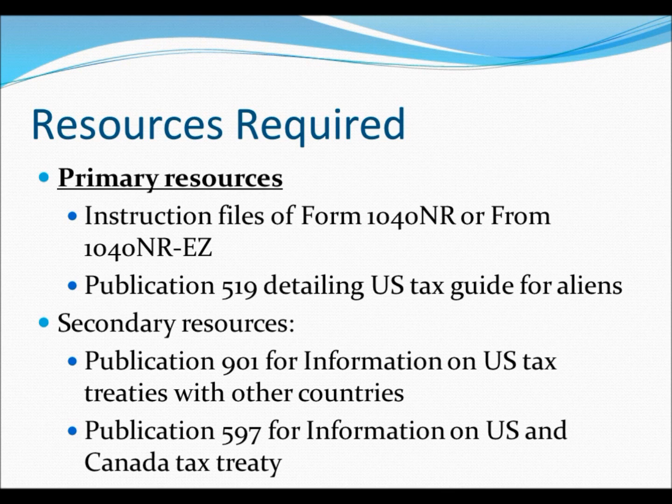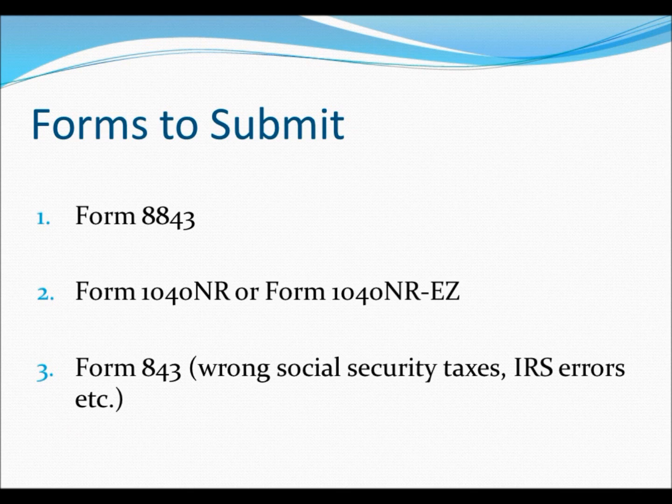The other resource is Publication 519, which details the US tax guide for aliens. This includes residents and non-residents. And secondary resources which may be applicable to you include Publication 901. This contains information on US tax treaties with other countries, maybe your country. And for some of us, Publication 597 may be helpful because it contains information related to the US and Canada tax treaty.